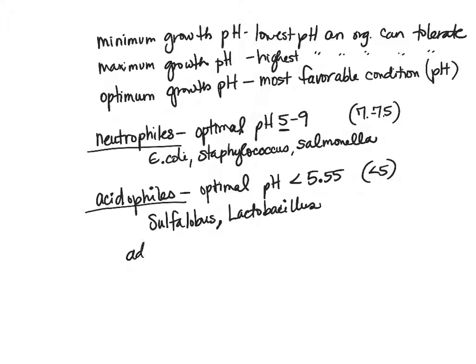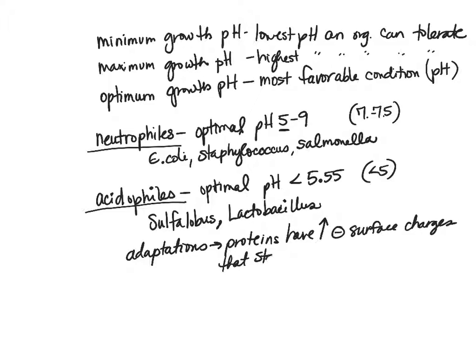They have developed adaptations over time. And so some of the adaptations, for example, their proteins are different than proteins of neutrophiles. Their proteins have an increased number of negative surface charges. And then that stabilizes them at that lower pH. So again, it's a way that the body has adjusted. So these proteins, remember, are so important that they can start to unravel. So the organisms here, like Lactobacillus, actually have differences in their proteins to have more of a negative surface charge so that the increase in hydrogen ions isn't going to affect them as easily as it would affect a neutrophile. They also have adapted to have pumps.